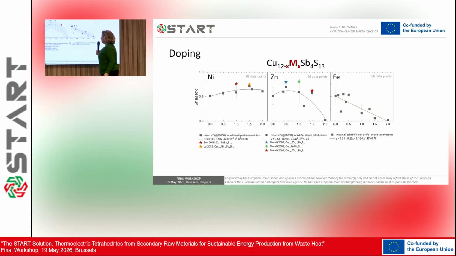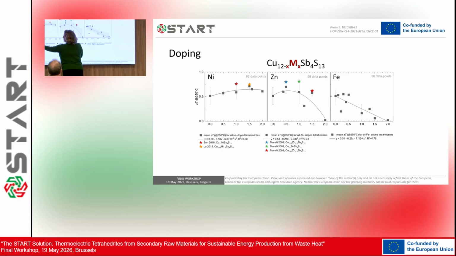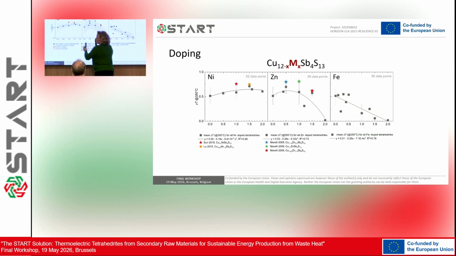What you see is that iron seems to have a trend, which is always bad. It's not too bad here, around here, so very low substitutions. Zinc seems to be okay until 1, and then it decreases. And nickel seems to be okay all the time. But is that really true?